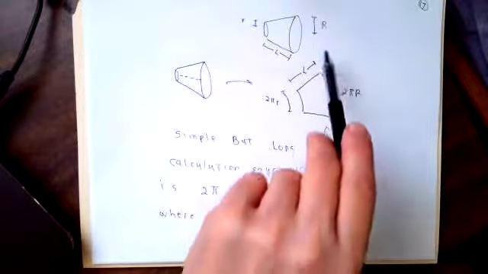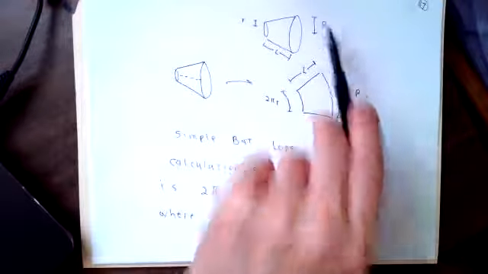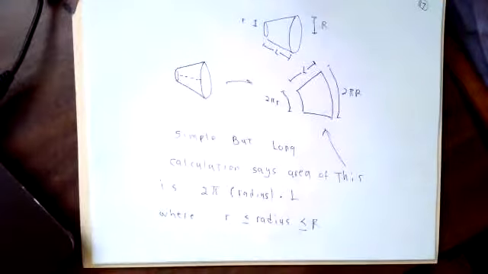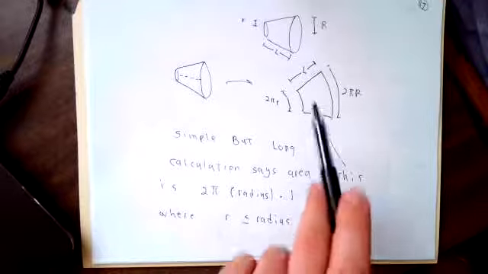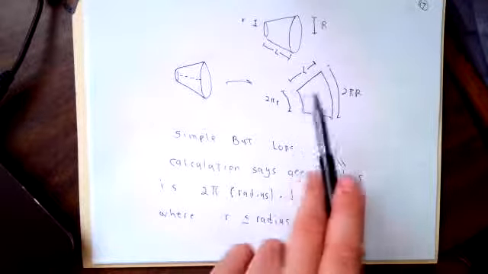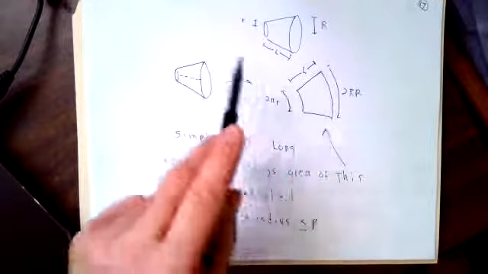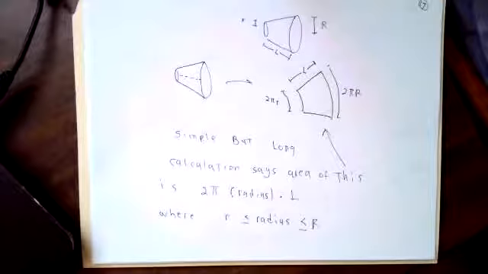I'm going to call the larger of the two radii capital R, the smaller one little r, and then the length along the surface of the frustum from the smaller circle to the bigger circle, I'm going to call that L. That is not the horizontal distance, not the vertical distance, but the slant distance along the surface.